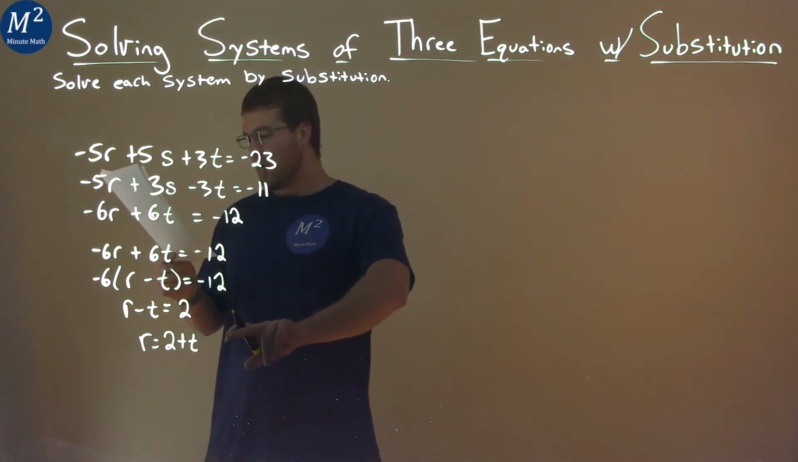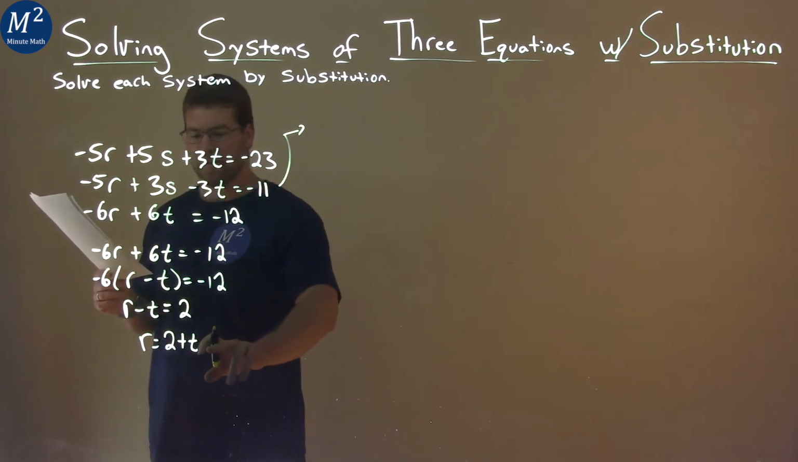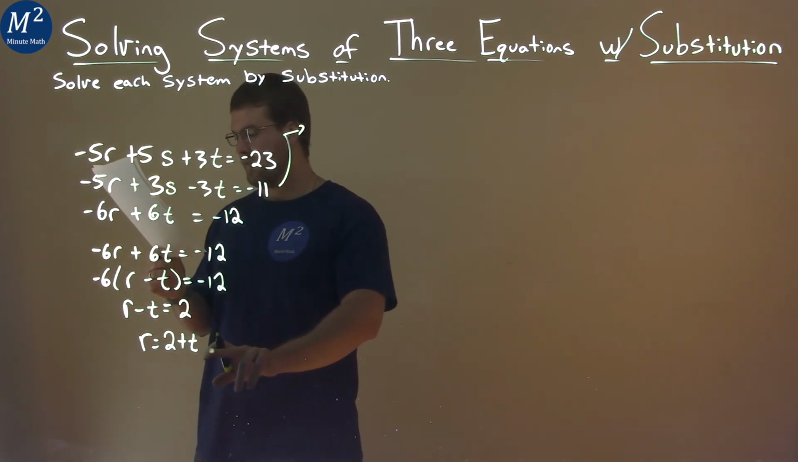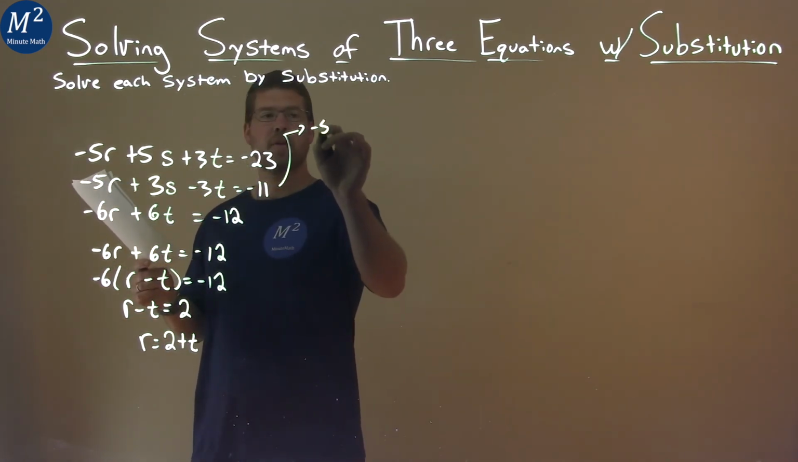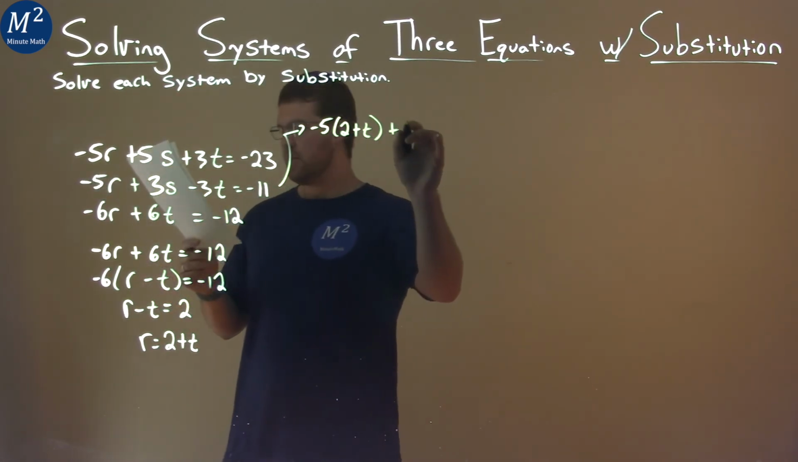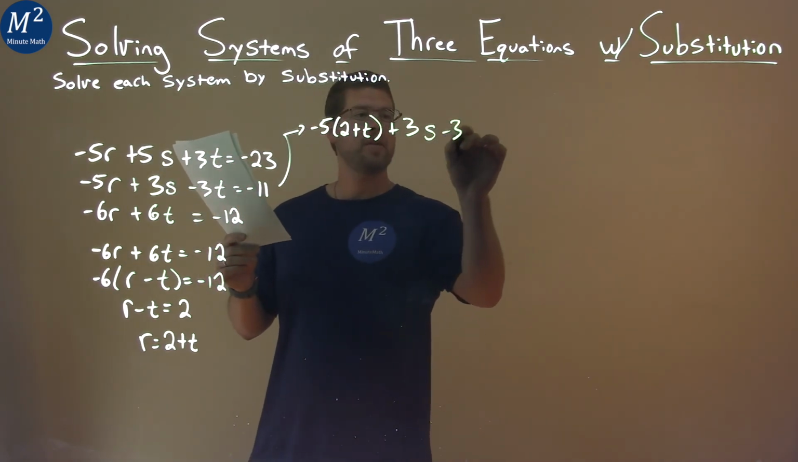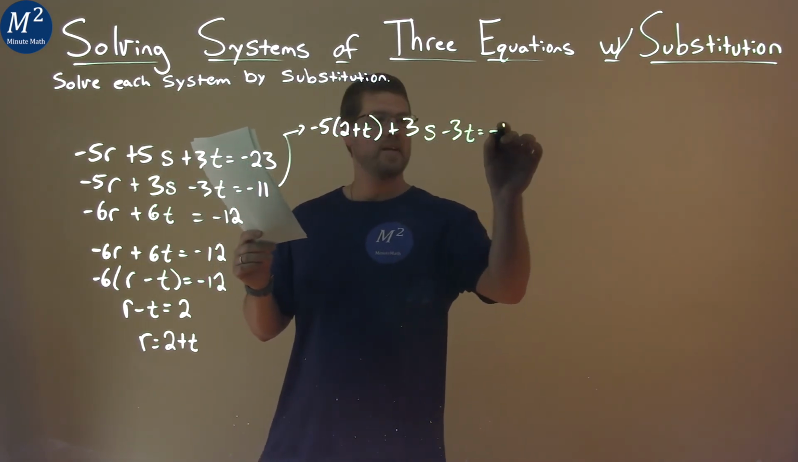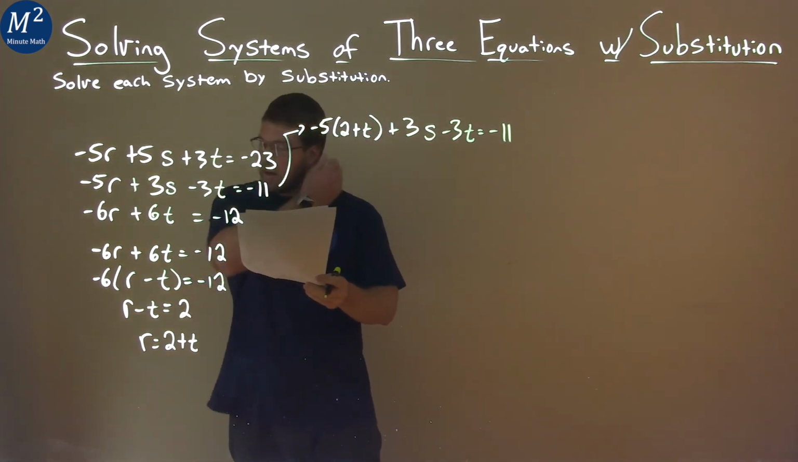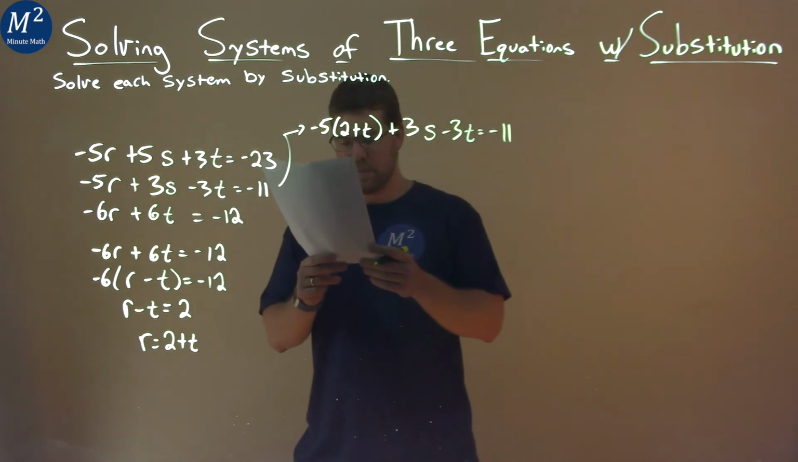So what we're now going to look at here is the second equation. I'm going to take this value of 2 plus t and plug it in for r. So we have negative 5, and then instead of r, I have 2 plus t, then plus 3s, and then minus 3t equals negative 11. And now we're going to simplify this as much as we can. Let's try to get s by itself.